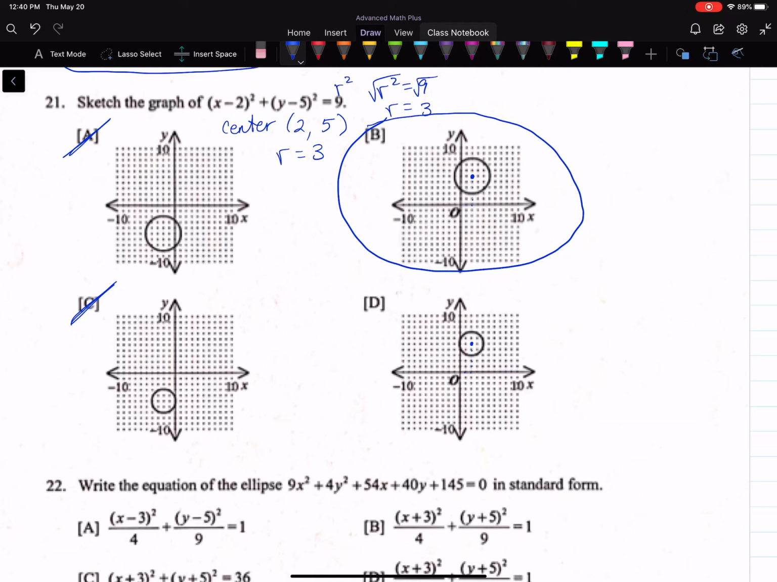Has to be B. See if you count them. It's 1, 2, 3. The radius is 3 all the way around. D, the radius is just 2. Can you see what I'm talking about there? Okay. I'm just counting literally from the center. Okay. So it has to be B.